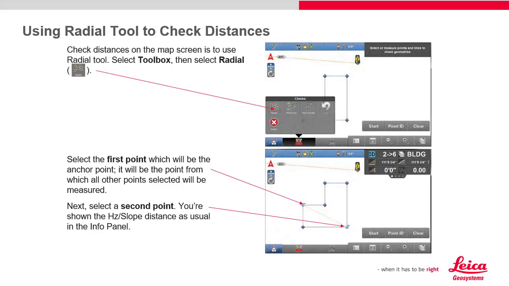There's a few different ways that we can check distances. One of them is going into the toolbox and choosing the radial tool. The first point will be the anchor point. It will be the point from which all other points will be measured. Now, tap on a second point. You are shown the horizontal distance and slope in the usual info panel.